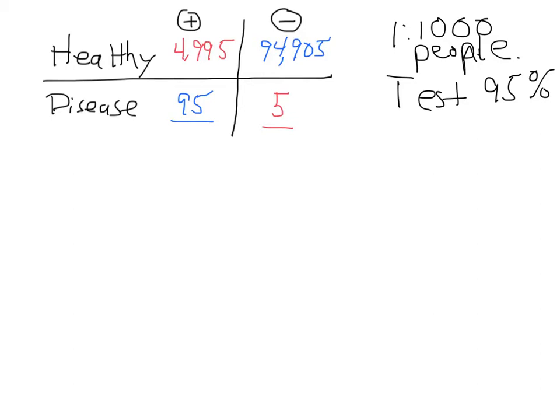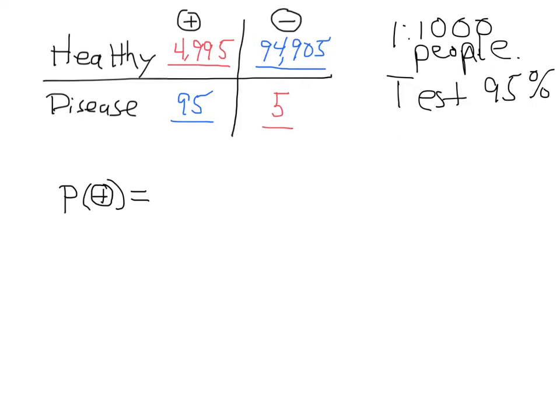We would expect that out of the 99,900 that are healthy, that do not have the disease, 94,905 of them, or 95% of them, would test negative for the disease, and 5% of that, or 4,995 people, would test positive, right? That's a false positive.